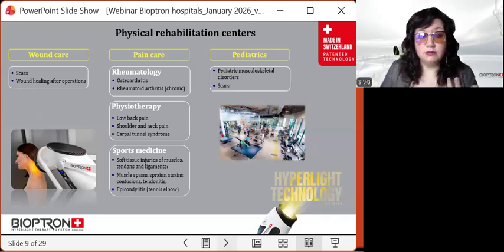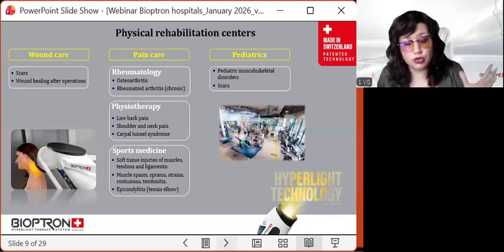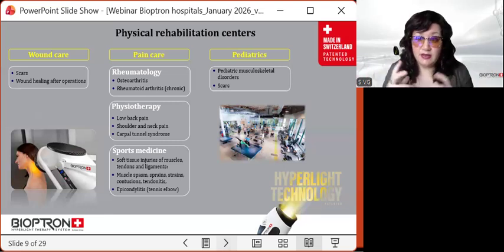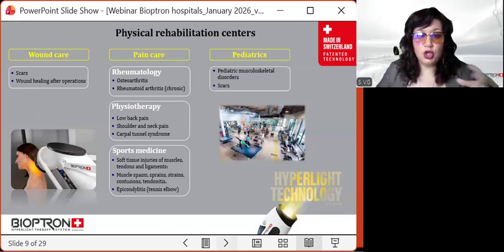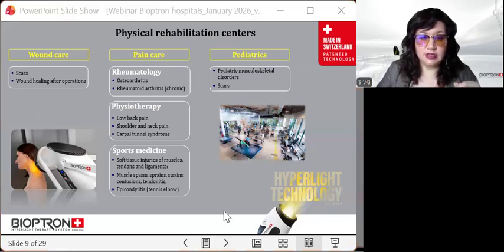And in pediatrics, of course, in these centers, there are, in general, more adults and elderly, but we can find also kids that, after a surgery or because they have musculoskeletal disorders, need to do specific movements to improve their quality of life and their mobility. Bioptron can help them quite a lot. So you can use Bioptron for different aspects in these physical rehabilitation centers.